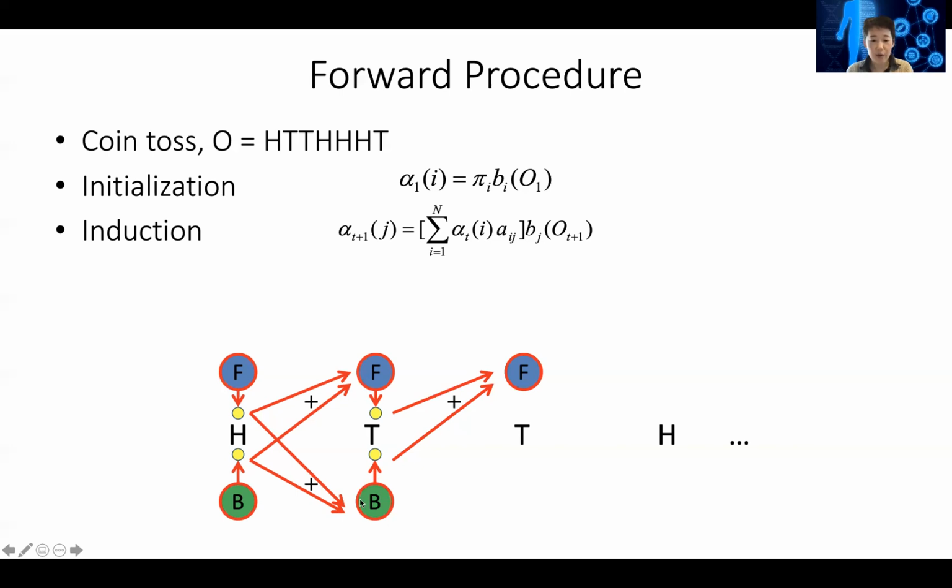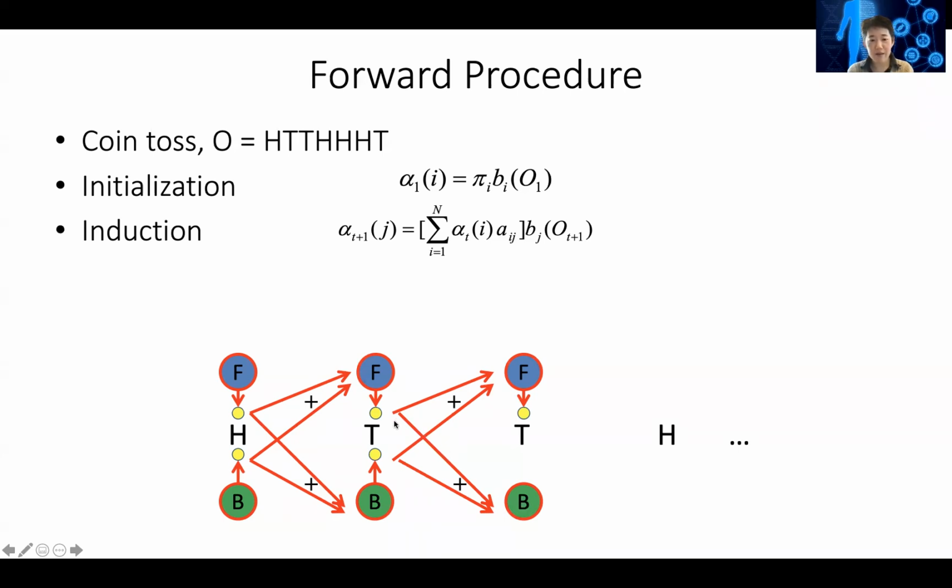Alternatively, the previous coin could be a bias coin. And then we'll inherit this number, which calculates the probability of using a bias coin to get all the coin flips before, multiplied by the transition probability from a bias coin to a fair coin. And we add up these two numbers together. Now we are in the fair coin, and then we have to emit the tail from this fair coin, right?